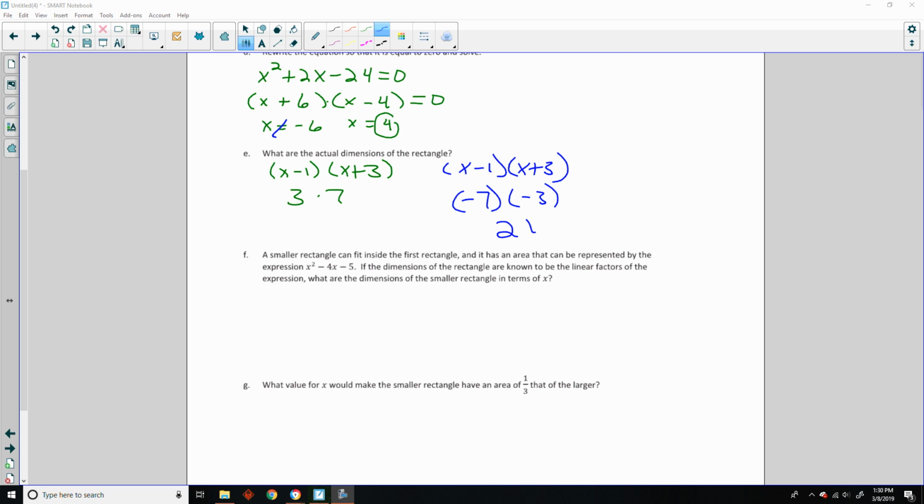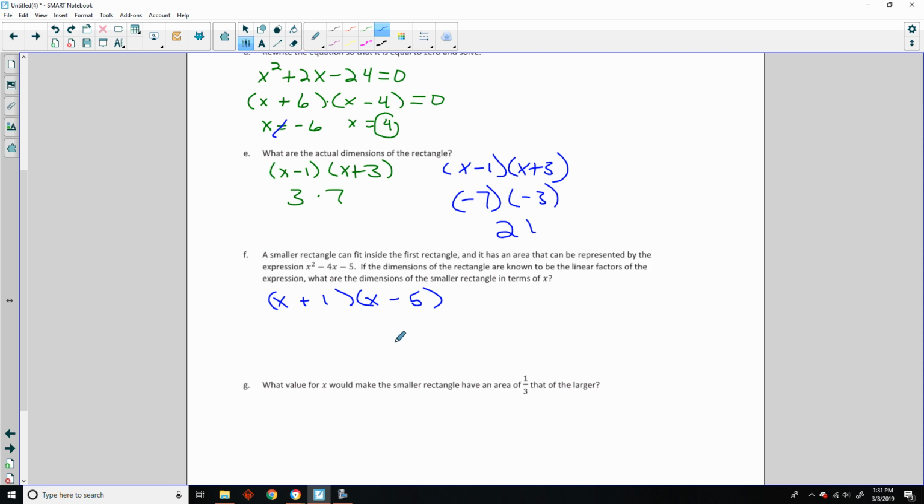Okay, F. A smaller rectangle can fit inside the first rectangle, and it has an area that can be represented by the expression x squared minus 4x minus 5. If the dimensions of the rectangle are known to be the linear factors of the expression, what are the dimensions of the smaller rectangle in terms of x? So what they're saying is factor. The first term is x squared, so it's x and x. We have a negative here, so it's plus minus, and the negative means the negative is the larger absolute value. Factors of 5 that add up to 4, and that would be minus 5 plus 1.